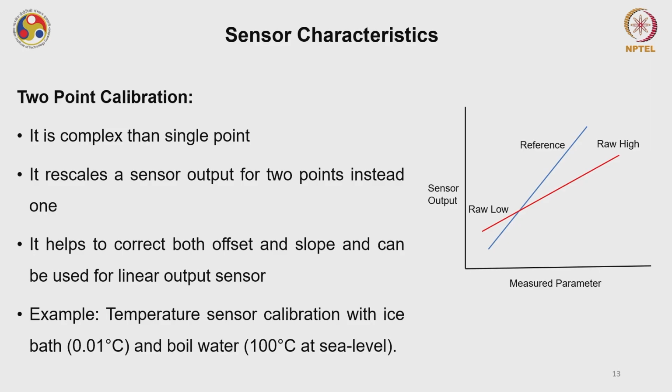Now let us see a 2-point calibration system. It is more complex than a single point. It rescales the sensor output for 2 points instead of 1 point. It helps to correct both offset and slope and can be used for linear output sensors. Just have a look at the reference and the measured value. You know the low and high. Therefore 2 points are more than enough to bring the actual response to the ideal response. That is why I have mentioned it as a 2-point calibration system.